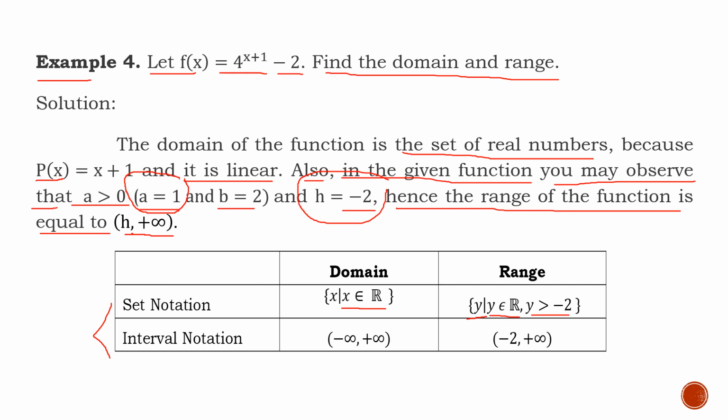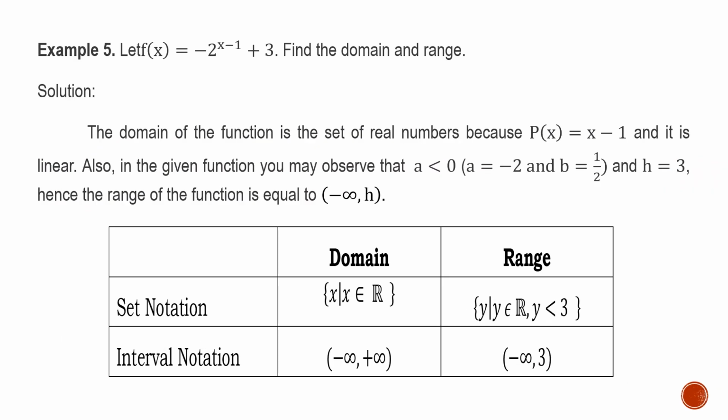So for your interval notation for your domain, again, we can start from negative infinity up to positive infinity. It's the same scenario. For your range, it's from negative 2 to positive infinity, and the value of your range should fall in between negative 2 and positive infinity, as long as your y, or your range value, is greater than negative 2. So that will be the value of your range for this exponential function.